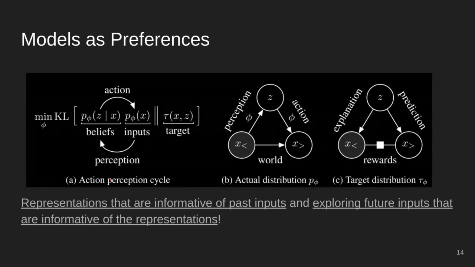But the gist of this part is that the joint divergence minimization yields a representation that is informative of the past input, and also enables us to explore the future inputs that are informative of the representation. So I think this is the center point of the paper, and the philosophical point that this framework is constructed on. Any ideas or any inputs so far? If not, I'm going to continue.